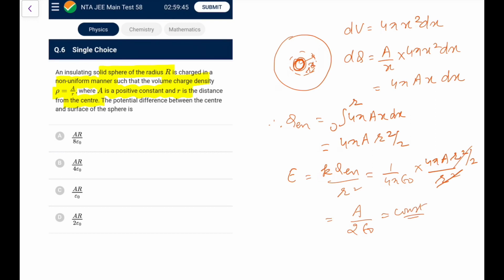Because it is a constant field, the magnitude is going to be constant. If I go along this line, the field is constant and radial. So the difference of potential between the 2 points would be E into D. D is here R. So it would be A R upon 2 epsilon naught. As per the given options, it looks like D should be the answer.